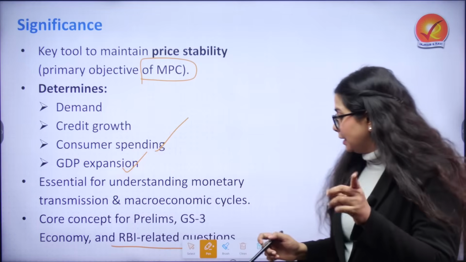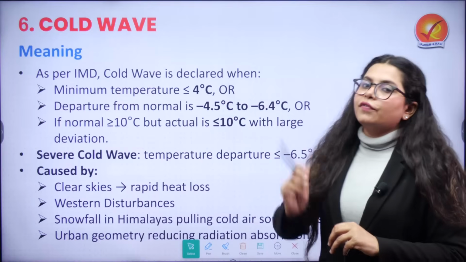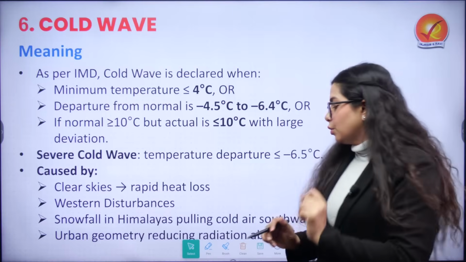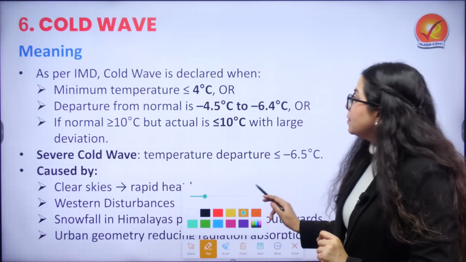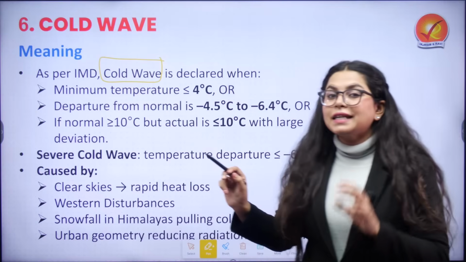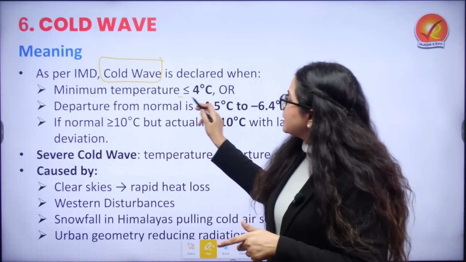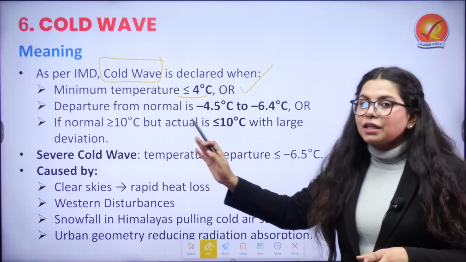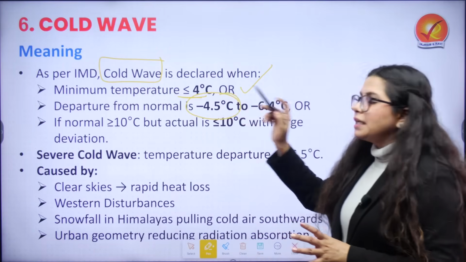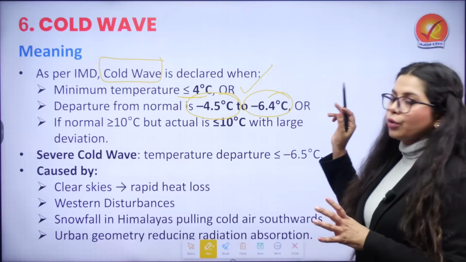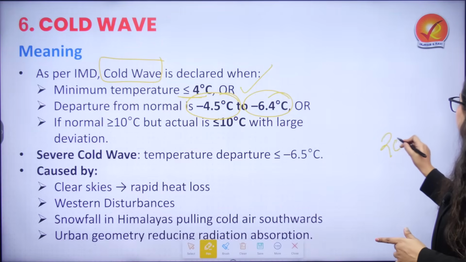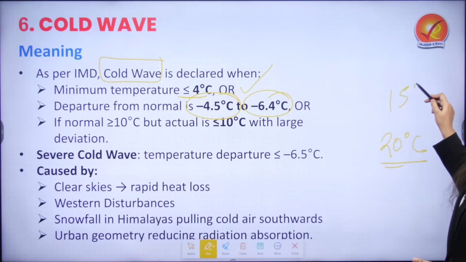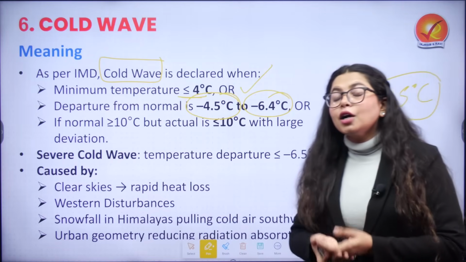Now moving to the next and the last term for the day, that is cold wave. If we talk about cold wave as a term, IMD has a proper labeling for it. The Indian Meteorological Department says that a cold wave will be declared when the minimum temperature is less than or equal to 4 degrees Celsius. This is one condition. Or if the temperature departure from normal is more than minus 4.5 degrees Celsius to minus 6.4 degrees Celsius. That means, let's say the temperature today should have been, as per earlier records, 20 degrees Celsius, but as of now it is 15 degrees Celsius. So it will be a cold wave situation.